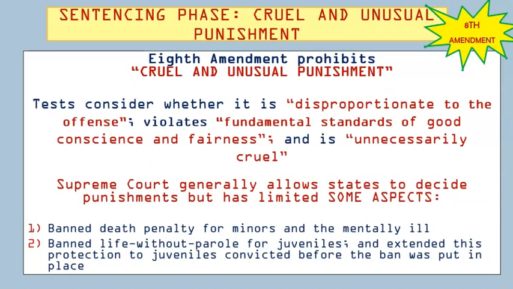Okay, the Eighth Amendment, we're looking at the sentencing phase, cruel and unusual punishment. So they're going to look at whether the punishment is disproportionate to the offense and whether it violates the standards of good conscience and fairness, or is it unnecessarily cruel. It says the Supreme Court generally allows states to decide the punishments, but has limited some aspects in that it's banned the death penalty for minors and the mentally ill, and it's banned life without parole for juveniles, and extended this protection to juveniles convicted before the ban was put into place.